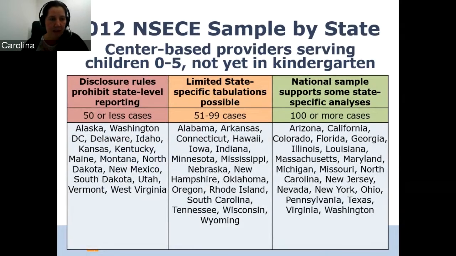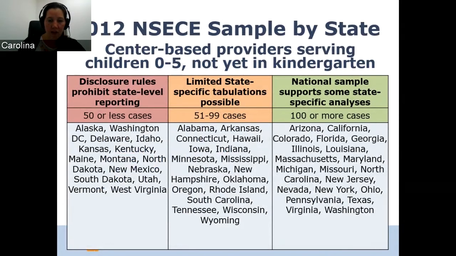This slide shows states that have various levels of unweighted counts of center-based providers in the 2012 NSCCE. These are center-based providers serving children 0 to 5, not yet in kindergarten. On the left side column are the states that have 50 or less unweighted cases, meaning 50 or less rows in the data file. In the NSCCE, center-based providers can be relatively easily identified because they are usually on publicly available lists. So we have a relatively strict disclosure rule that says that if there are less than 50 unweighted cases, you cannot report a state-level estimate.